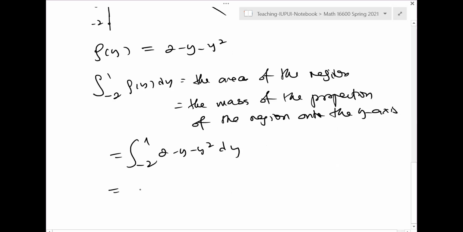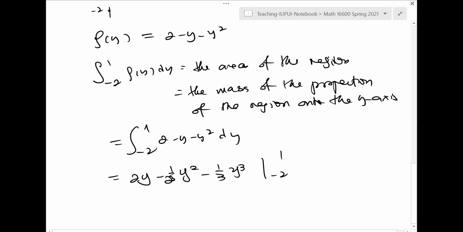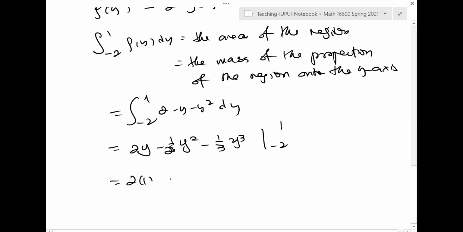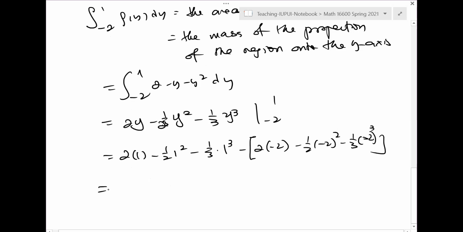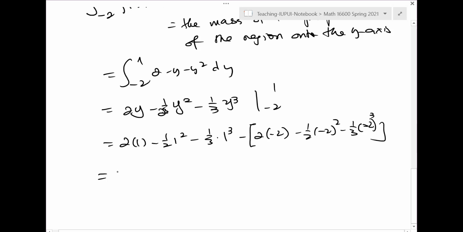All right, so the antiderivative function is 2y minus 1/2 of y squared minus 1/3 of y cubed, and we evaluate the two endpoints. So let's evaluate. Minus 2 times -2. This is a part to be careful about: -2 squared, and 1/3 of -2 cubed. So let's simplify this.